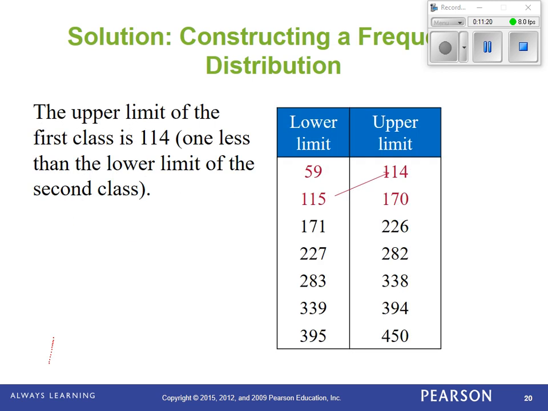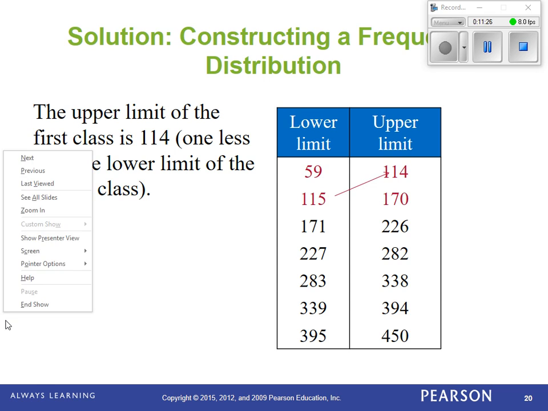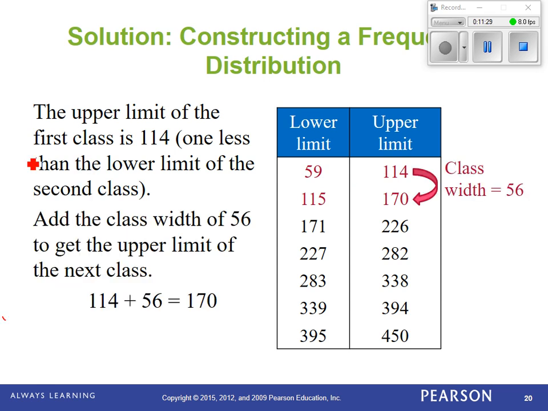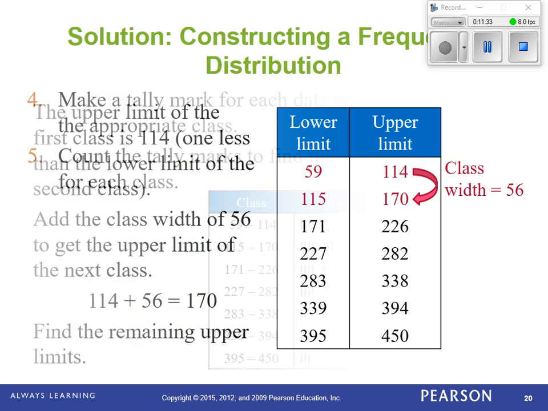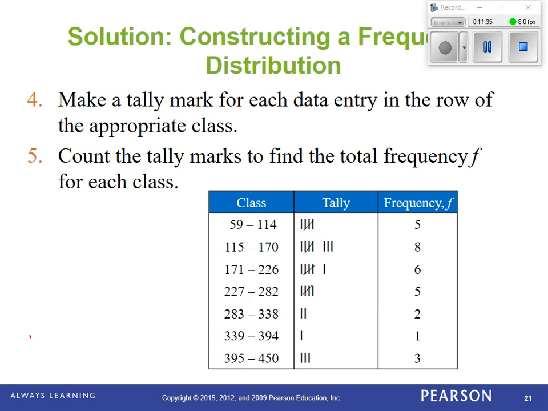And we end up with that. So that's our frequency, or that's part of our frequency distribution with the lower limits and the upper limits. We did that already. And find the remaining by adding 56. Then we could go through and do all the tally marks, count them up. We got our frequency out here for each one.